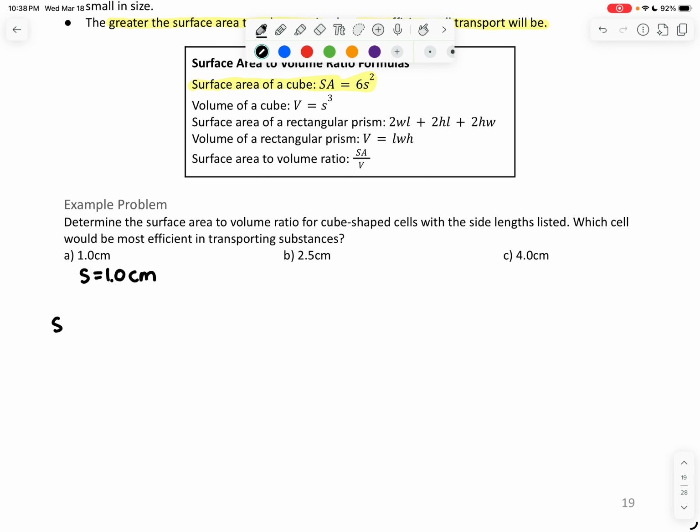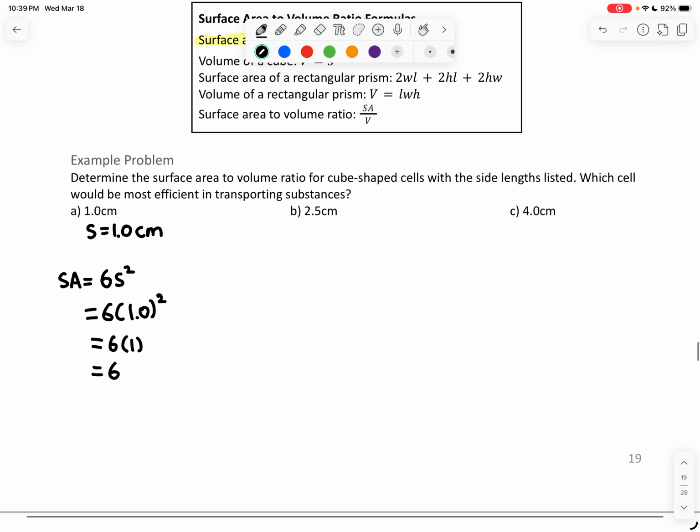All you're gonna do is that surface area is equal to 6 times side squared. So plug in the number, 6 times 1.0 squared. Okay, 1 squared will be just 1. 1 times 1 is 1. So you'll just get 6 times 1 and it will be 6. Okay. So your surface area is going to be 6.0 centimeters squared. So you already have that. So that was not too bad.